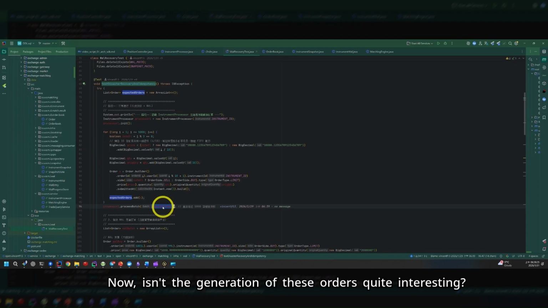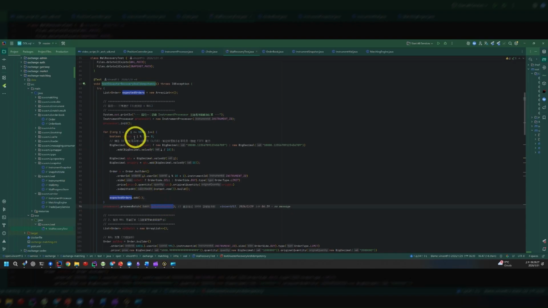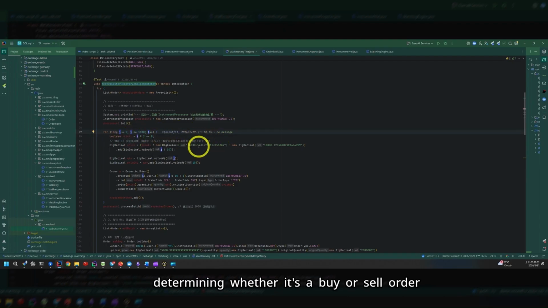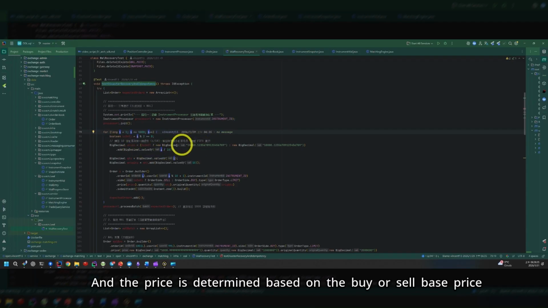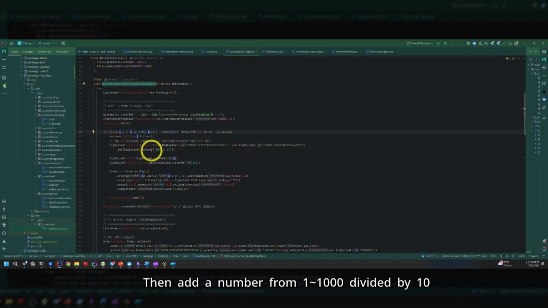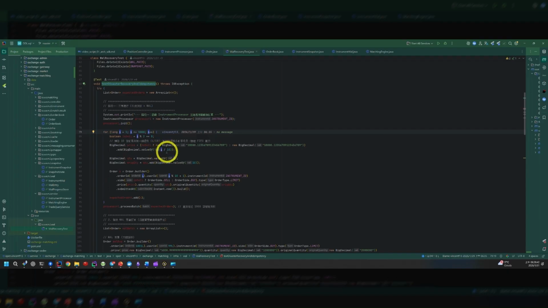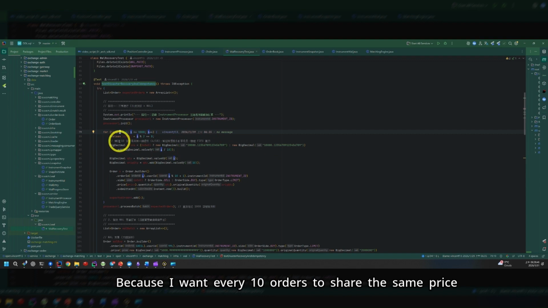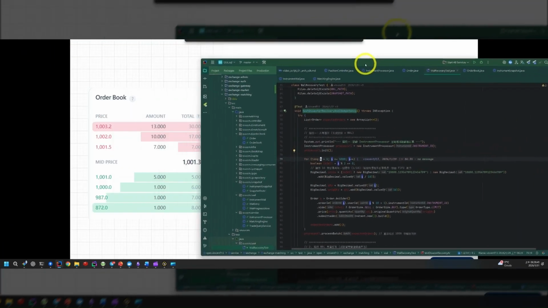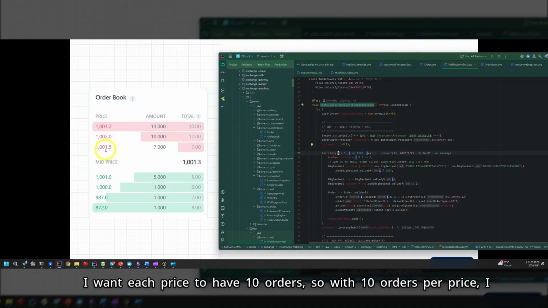Now, isn't the generation of these orders quite interesting? The orders are generated using I, with odd and even numbers determining whether it's a buy or sell order. And the price is determined based on the buy or sell base price. Then add a number from 1 to 1000 divided by 10. Why divide by 10? Because I want every 10 orders to share the same price. It's like a group. I want each price to have 10 orders.